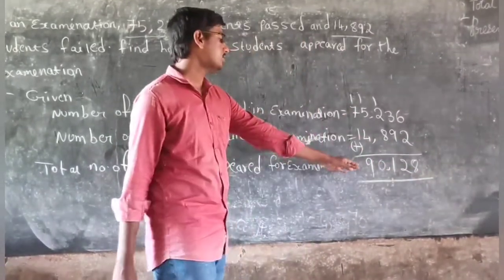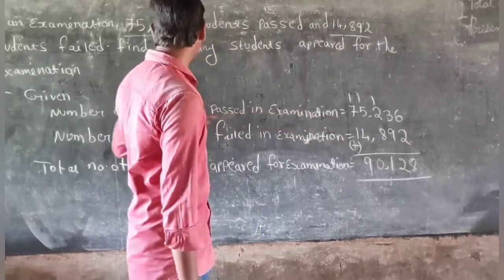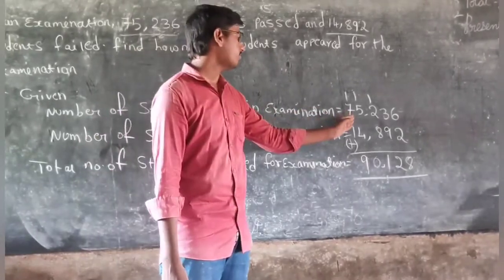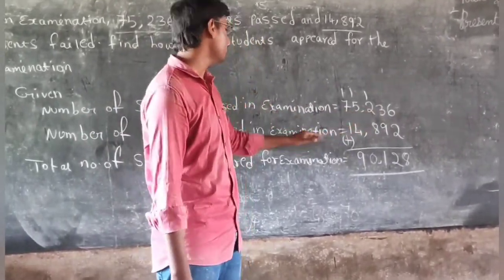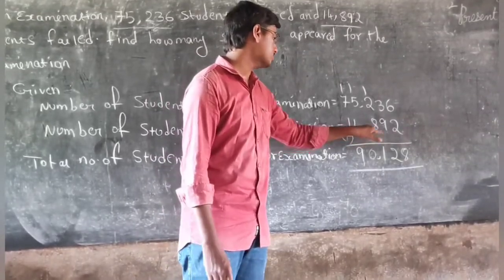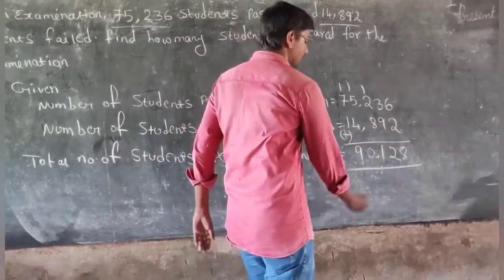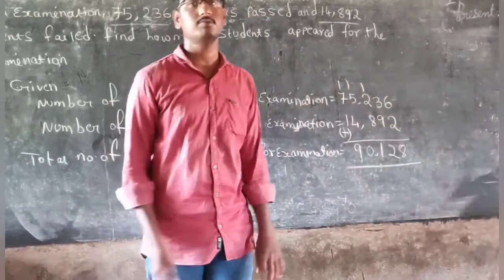Of these 90,128, the number of students who passed is 75,236 and the number who failed is 14,892. That is the solution of the above problem.